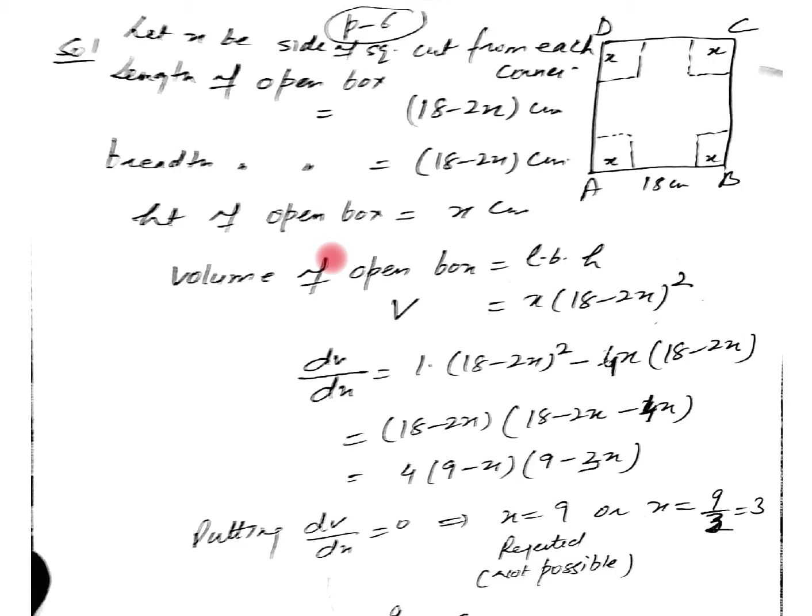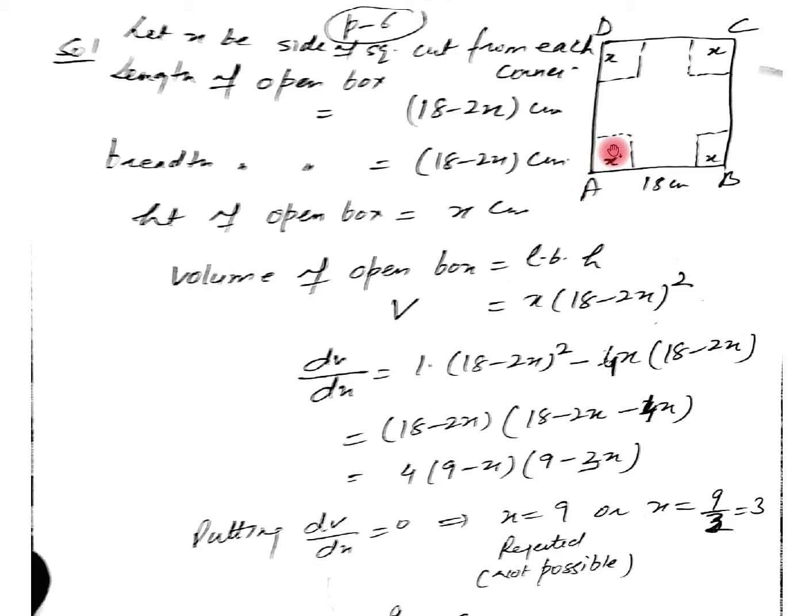Now let us see this question with the help of the figure. We are given a square sheet of side 18 centimeters. We have taken this square sheet. Now from each corner of the square sheet a square is cut. We have cut from each corner.